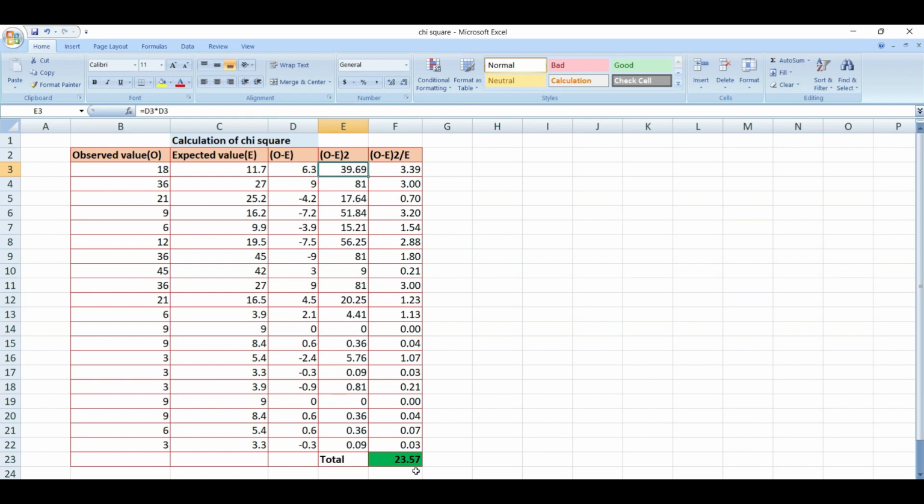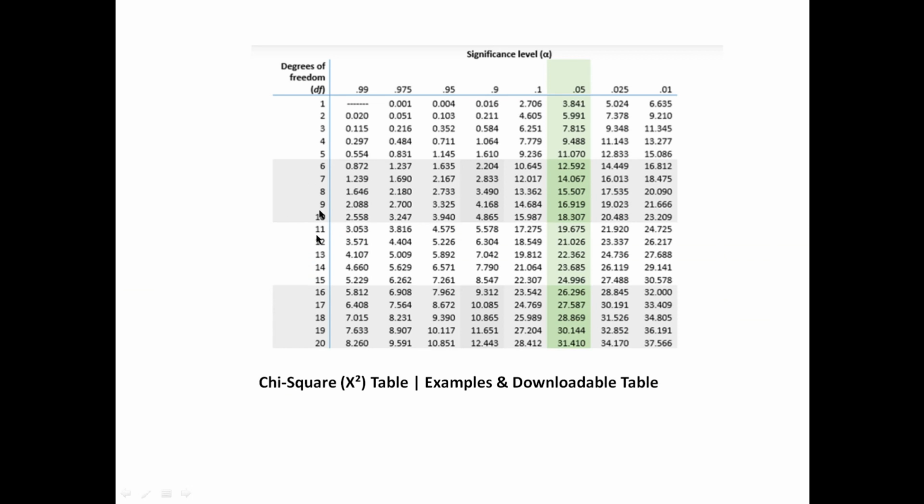Now we need to compare this value to the tabular value of chi-square. Here you can see the tabular value of chi-square. All the tabular values of chi-square are given here, and this is for 0.05 significance, because we are looking for 0.05 significance, and here is the degree of freedom. So we have a calculated value of chi-square and a tabular value of chi-square. We have to compare them, but for comparing we need the degree of freedom. So first we need to calculate the degree of freedom.